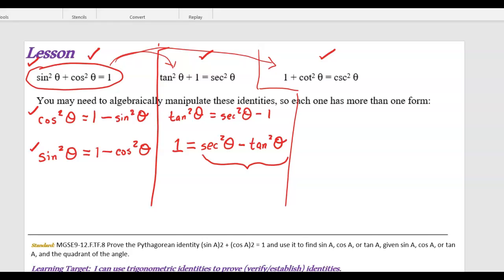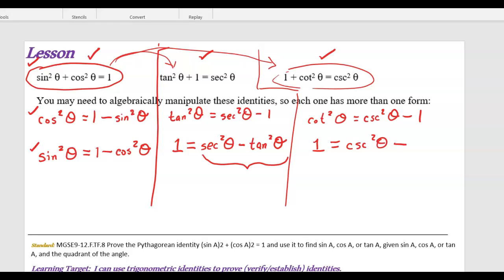Same thing here. I can take this equation and subtract 1 from both sides. Another variation on the original. If you subtract 1 from both sides, then cotangent squared of theta will equal cosecant squared of theta minus 1. So you could replace this expression with that Pythagorean identity. Or 1 equals, and you can subtract cotangent squared on both sides, so cosecant squared theta minus cotangent squared theta.